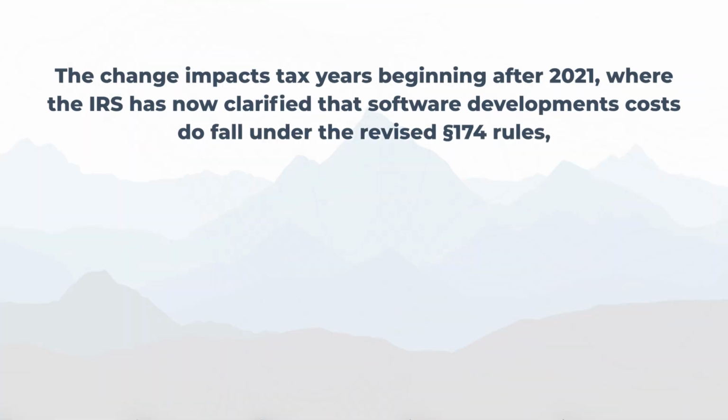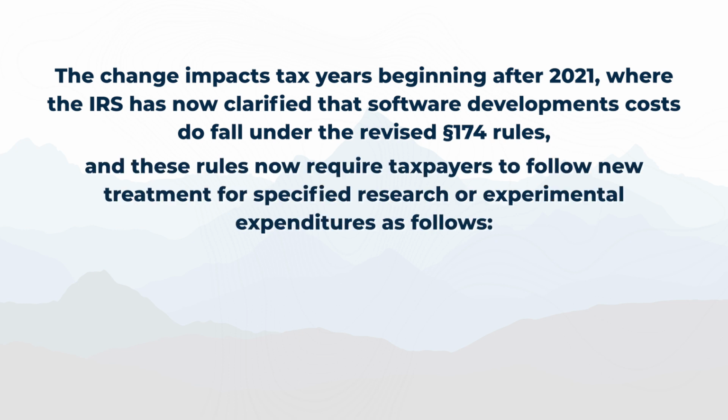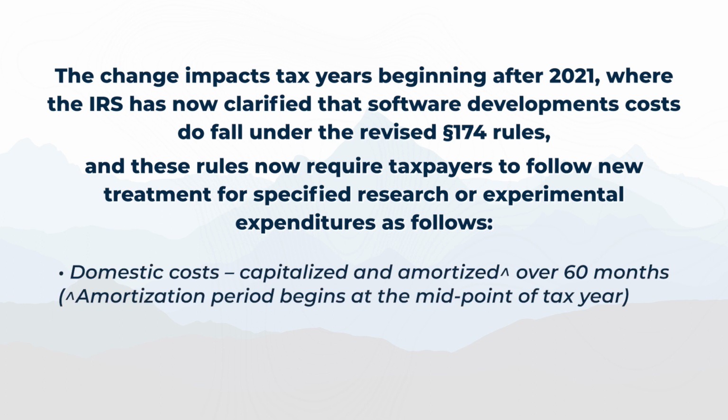So the change impacts tax years beginning after 2021, where the IRS has now clarified that software development costs do fall under the revised Section 174 rules, and these rules now require taxpayers to follow new treatment for specified research or experimental expenditures. The first being for domestic costs. These are now required to be capitalized and amortized over 60 months.